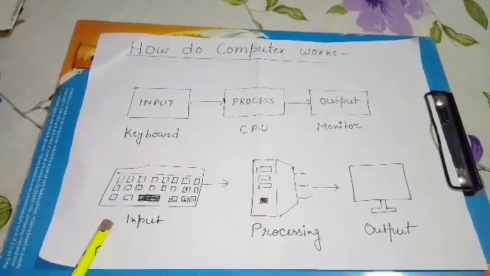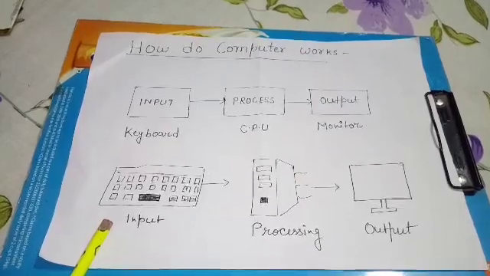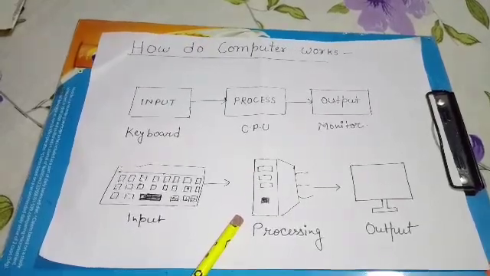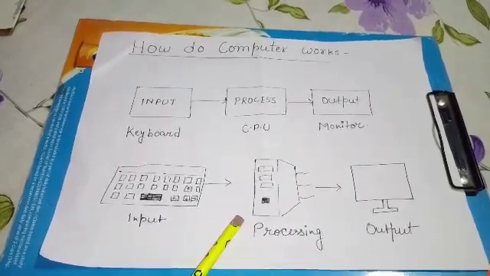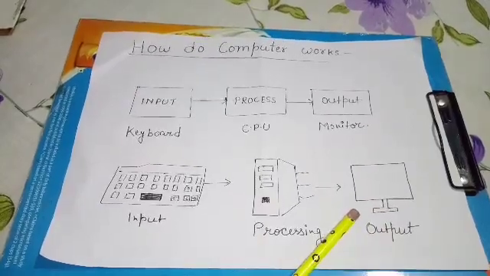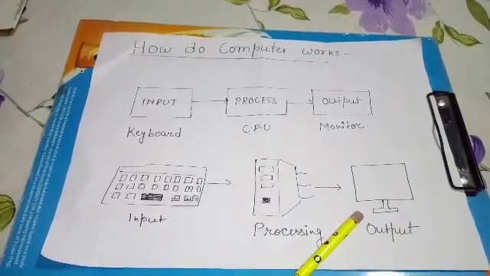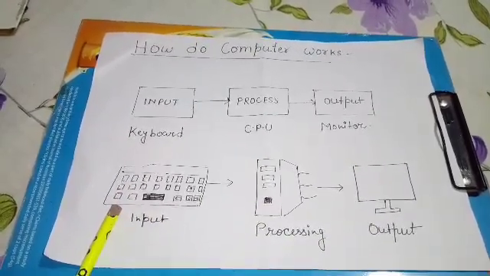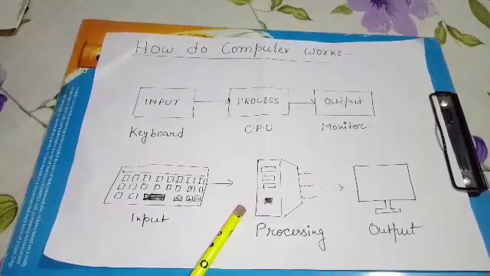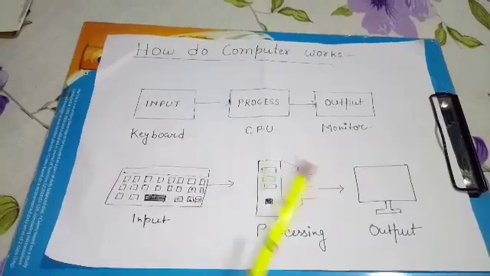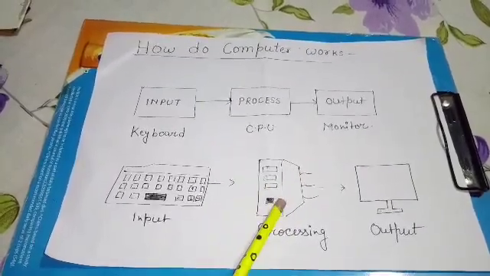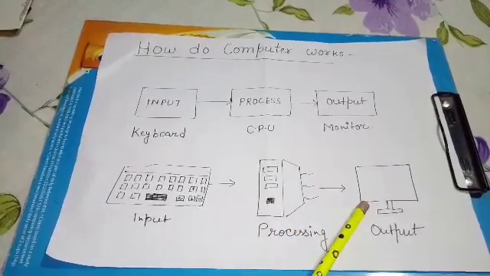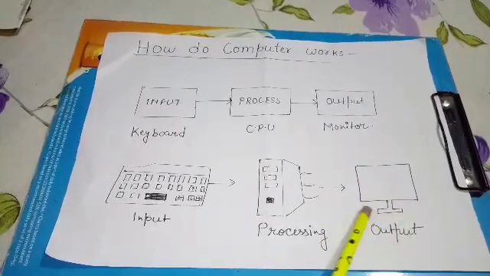This is keyboard and you already know this is an input device. This is CPU. I have told you CPU is our processing device. This is a monitor. I told you this is an output device. Whatever you insert through keyboard will go to the processing device, that is our CPU. And after processing, it will change into the information. And this information we can see through the output device, through our monitor.